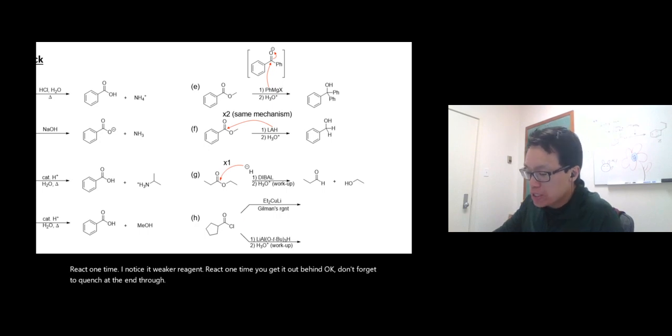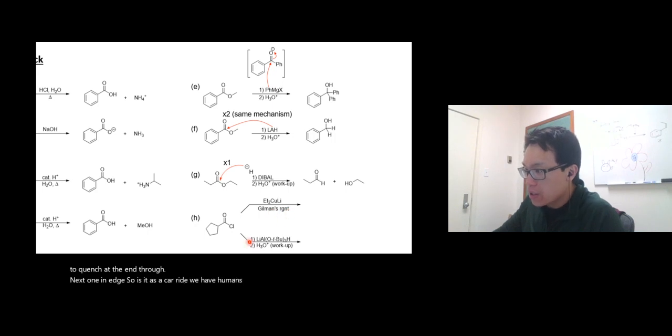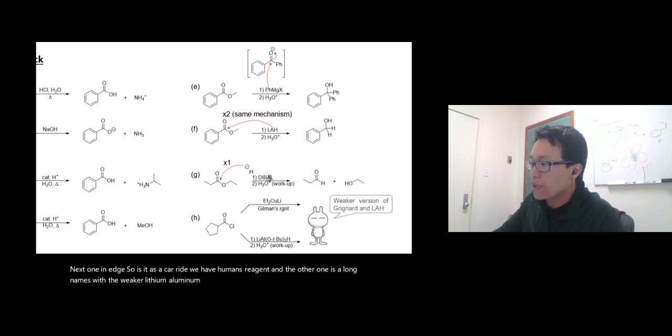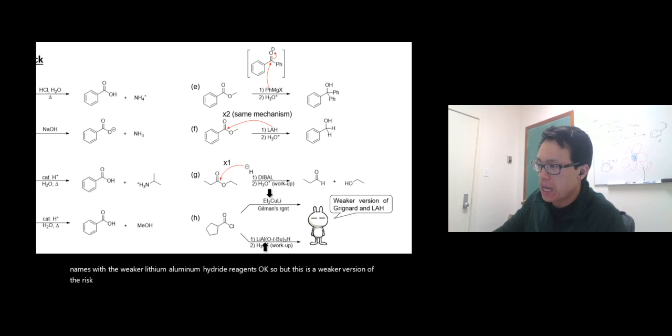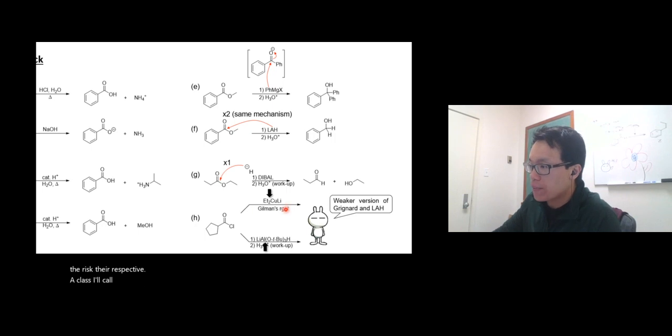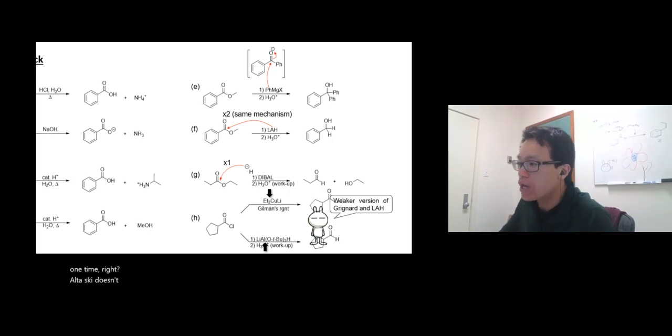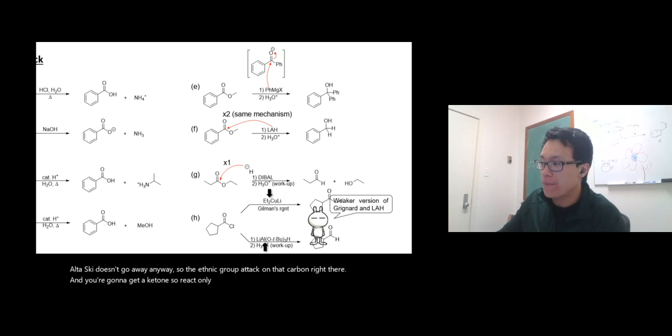Now, next one in H, so this is an acid chloride. We have Gilman's reagent, and the other one is a long name, so it is a weaker lithium aluminum hydride reagent. But these two are weaker versions of their respective class of reagent, so react one time. Anyway, the ethyl group will attack on that carbon right there, and you're going to get a ketone. So react only one time and stop right there.